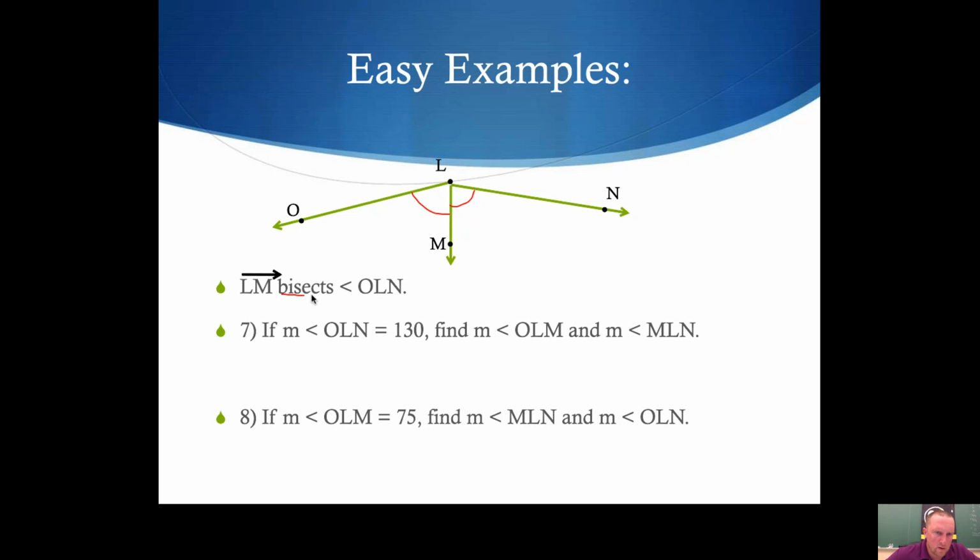Okay, so if a ray bisects an angle, then the two little angles are the same. If the measure of angle OLN, that's the big angle, if the whole thing is 130 degrees, what would these two little angles be? Well, 130 divided by 2 gives you 65. So our two little angles, measure of angle OLM and measure of angle MLN, would be 65 degrees each.